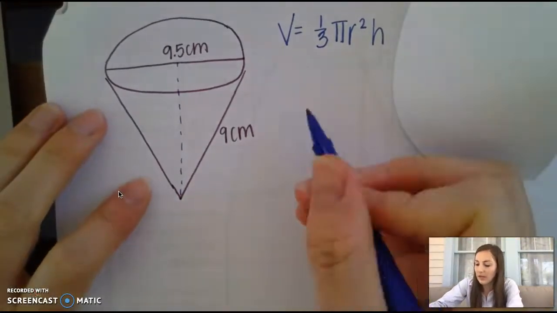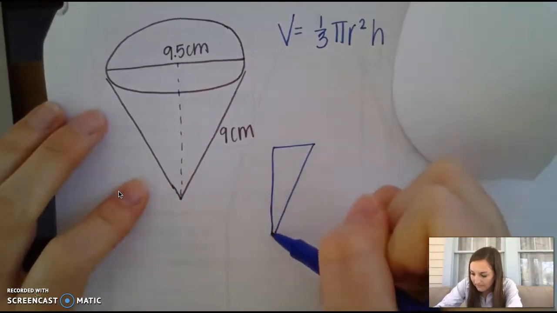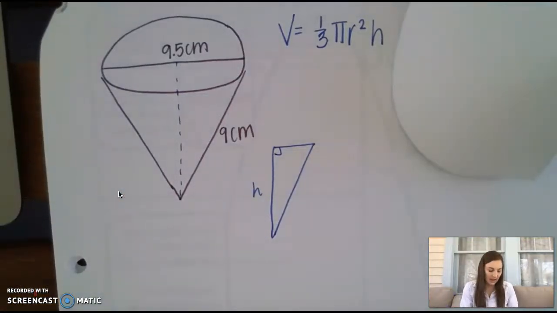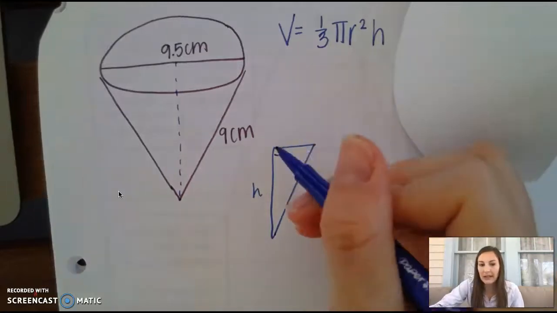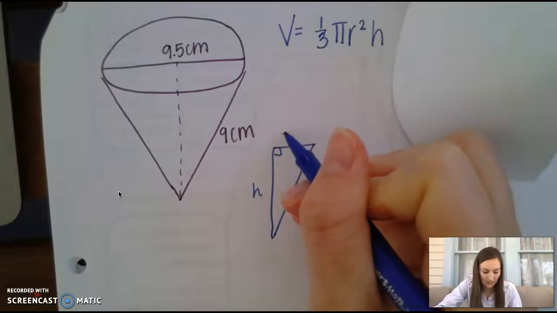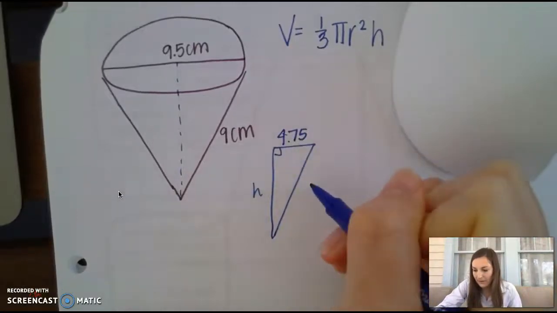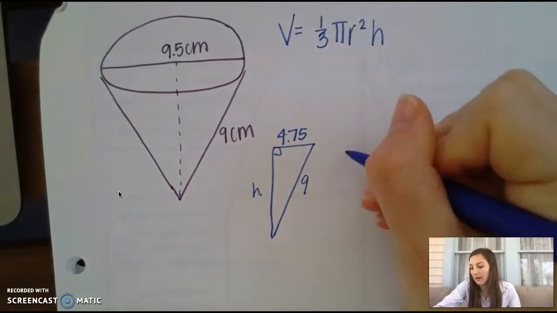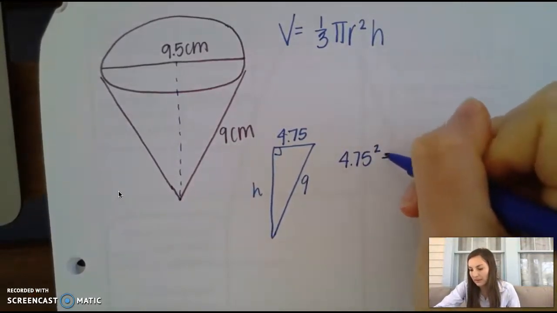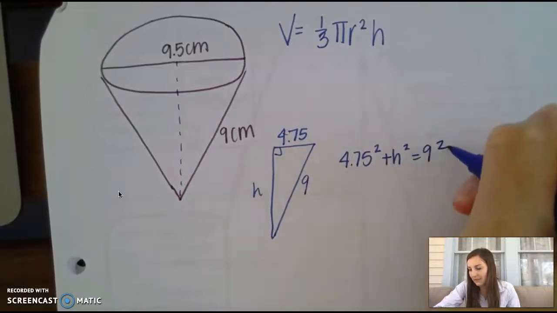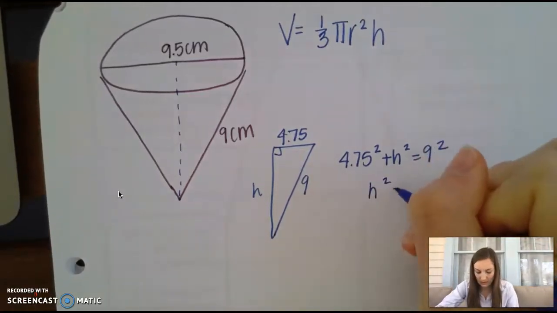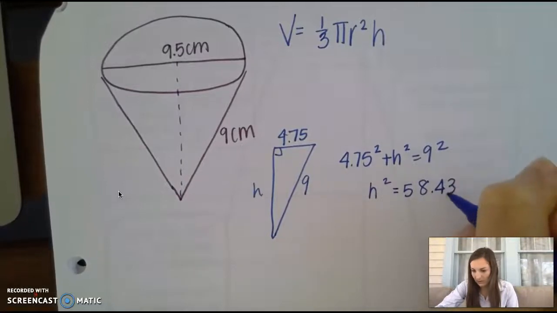So what I need to do is create a triangle here. And I need to figure out my height. Remember, this is a right angle. And then I need my radius, not my diameter. And so I need to cut my diameter in half, which means this is going to be 4.75. And I already know that my slant height is 9. So now I just need to use the Pythagorean theorem here. So I can say 4.75 squared plus h squared equals 9 squared. So I want to figure out what my height is. So I get h squared equals 58.4375.